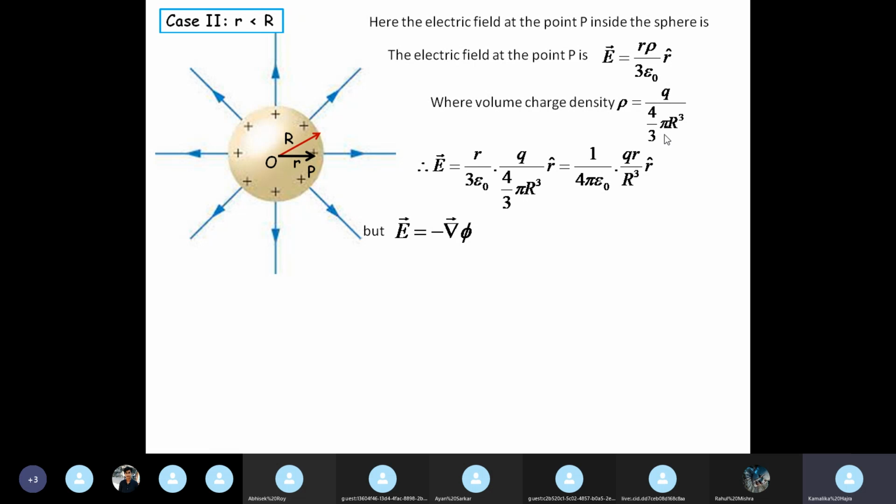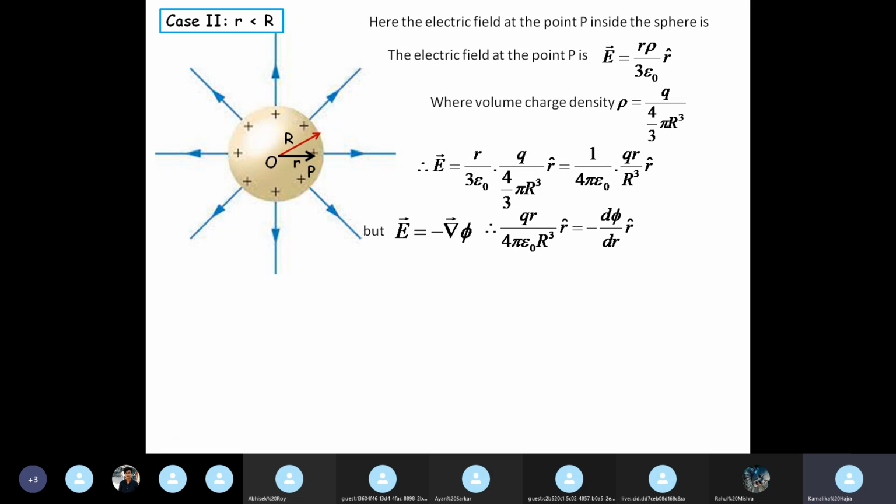Okay, so in place of rho, I just substitute its value in terms of q, and we get electric field E as 1 by 4 pi epsilon naught q r by capital R cube r cap. So I just write E in terms of q. But we know that E equal to minus grad phi. So we get q r by 4 pi epsilon naught R cube r cap is equal to minus d phi by dr into r cap. Both are in the direction of r cap.